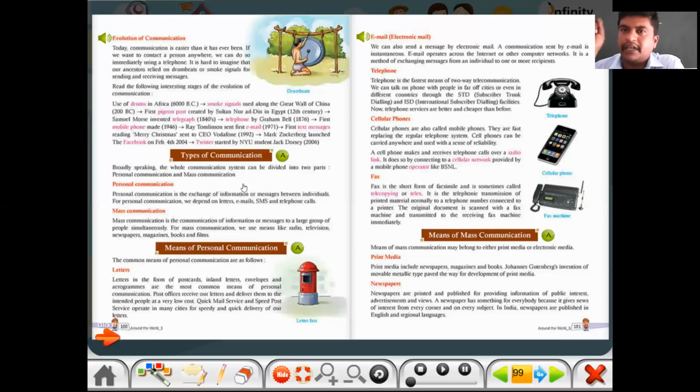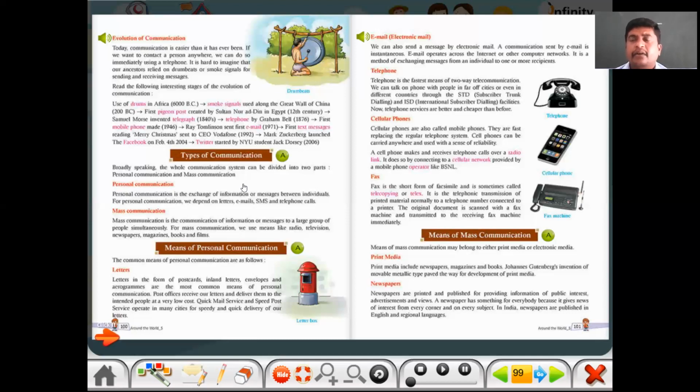Okay, in every city, in front of the shops, the coin booths were there. These have been removed today. The mobiles have replaced them. Even a small farmer is having a mobile today. Am I right? So, cell phones can be carried anywhere and used with a sense of reliability. Mobile phones can be carried to any place. That is why this is the quickest mode of communication, dear students.